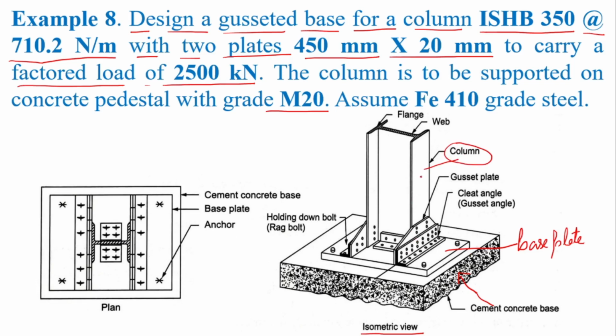To connect the column section with the base plate, we use a gusset plate and a cleat angle, which is also called a gusset angle. With the help of the cleat angle, the gusset plate and the column section are connected to the base plate. For the connection, we have used a number of bolts over the face of the cleat angle. So here, for the gusseted base, the plan is shown. So let's start the solution part.